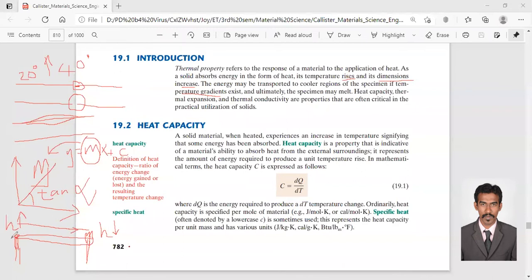When you heat it at this end, the atoms vibrate and transfer the heat this way, and you will feel the hotness in your hand.